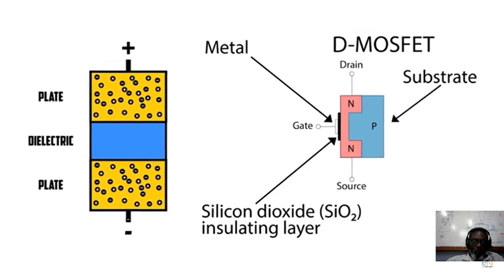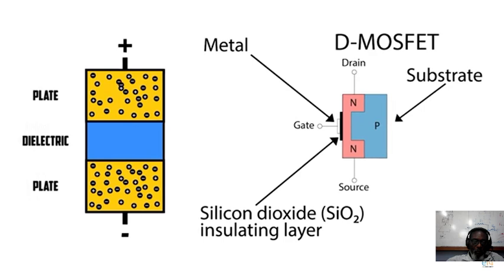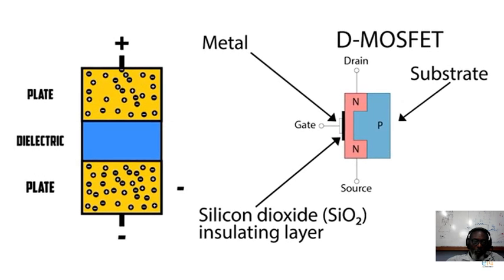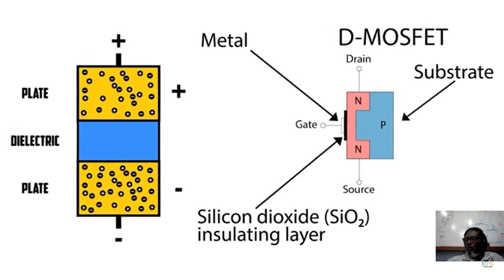Due to the insulating oxide layer, the conductive layers don't touch, and therefore, current can't flow between the gate and the rest of the FET. But if the metal conductor at the gate becomes charged, it will cause an equal and opposite charge in the semiconductor substrate, just like in a capacitor.